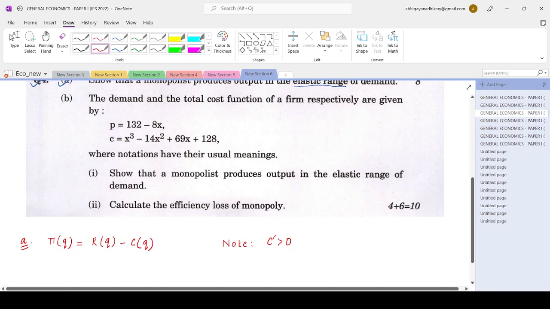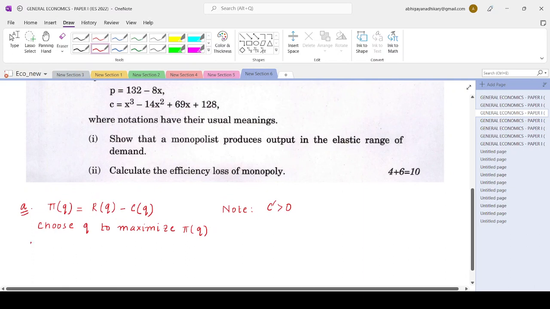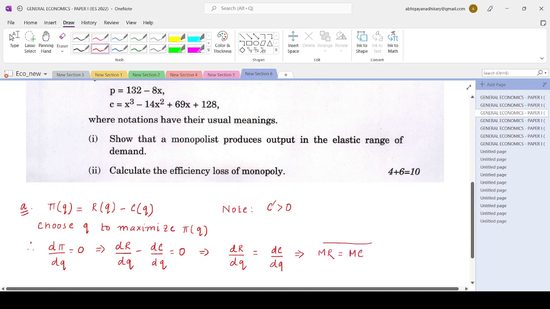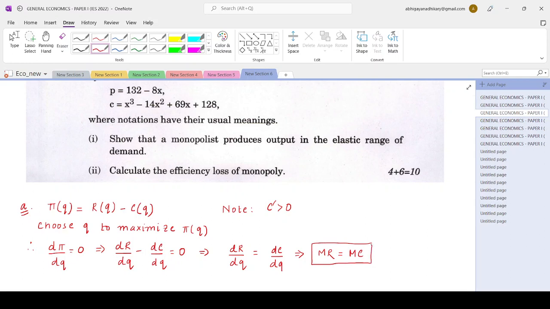And what does it do? The monopolist will choose Q to maximize profit. Therefore, the first order condition is d pi dq set equal to 0. So dR dQ minus dC dQ should be equal to 0. That means dR dQ equals dC dQ, which is basically the known condition, which is MR equals MC. This is basically the optimization condition.